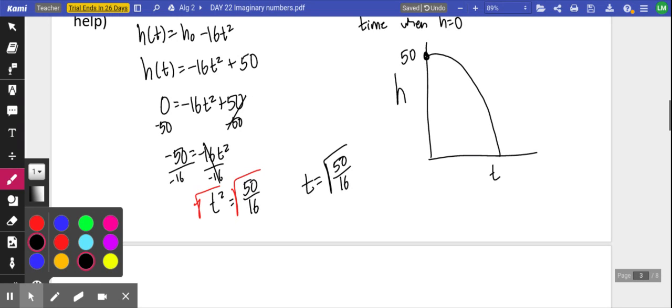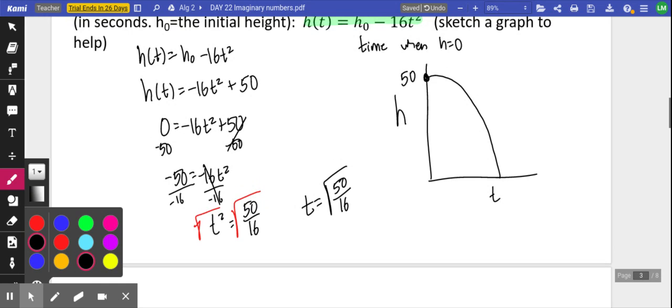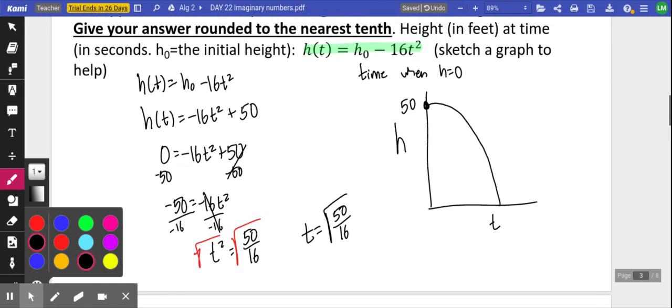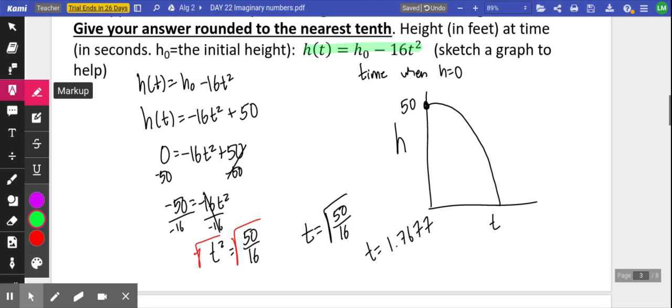Here's another thing. Normally I say exact form, but this one is a word problem. I want to know how many seconds, rounded to the nearest tenth. So let's go ahead and plug this into our nifty calculator here. I get time equals 1.7677 seconds.